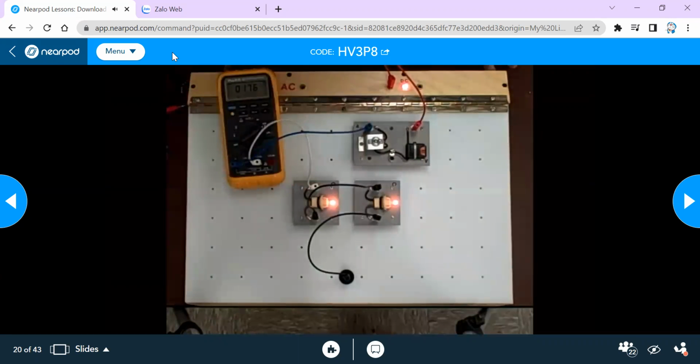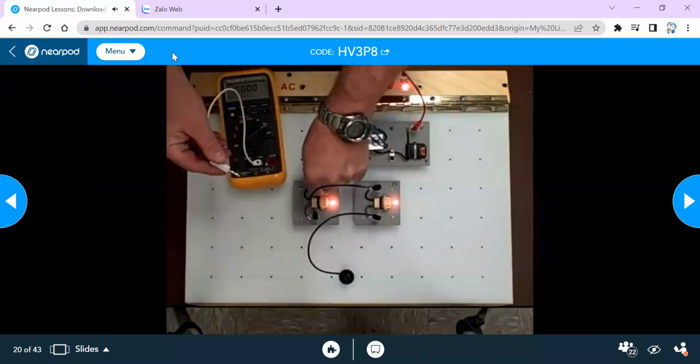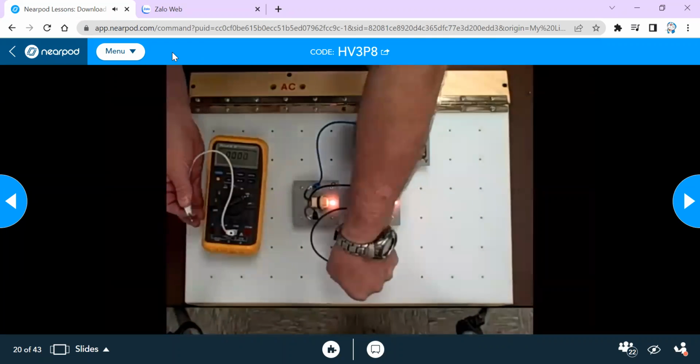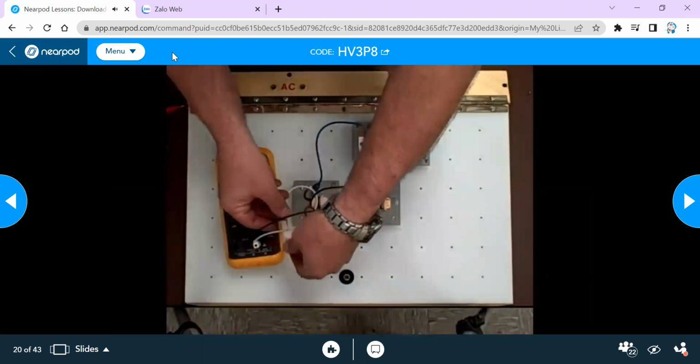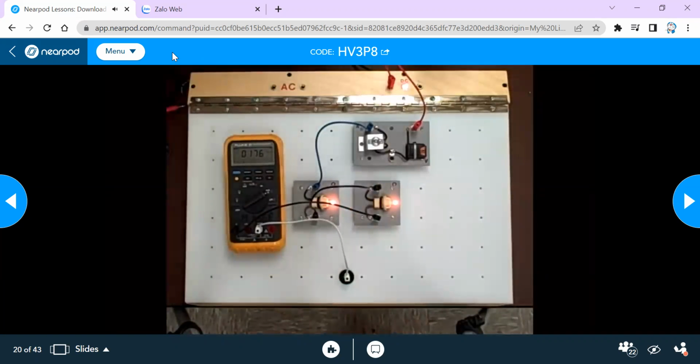There's a 177 or 176. To come way down here to the bottom, coming out of the bottom of the project on the way to ground, and we get the same number. This proves that in a series circuit, the current is the same all through the circuit.